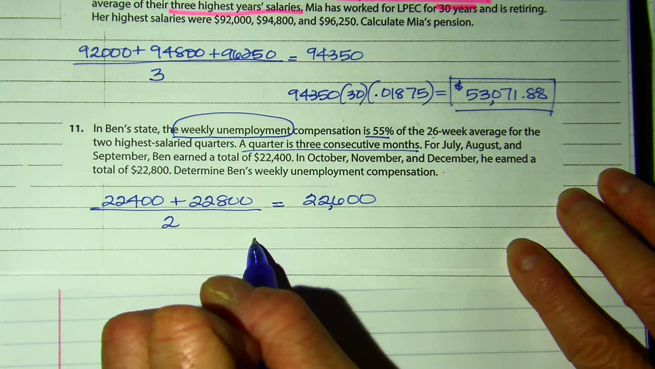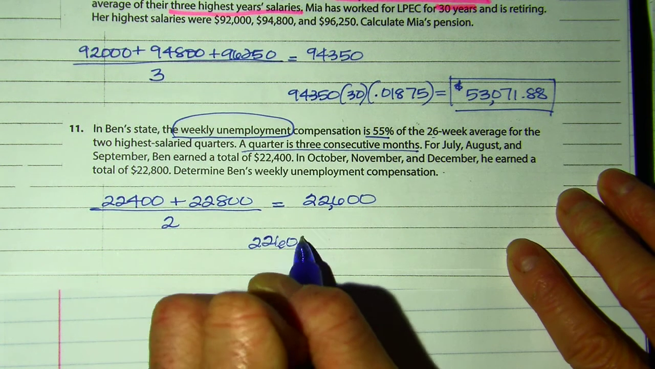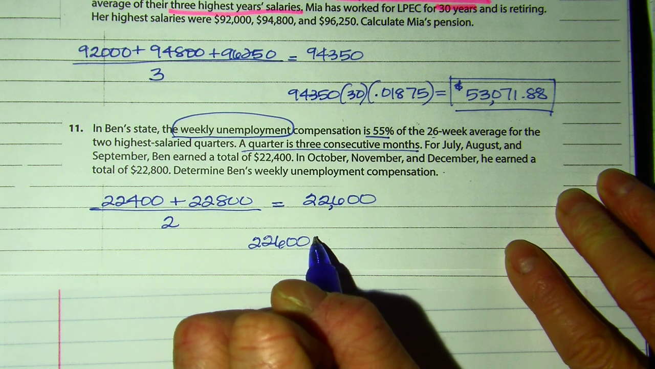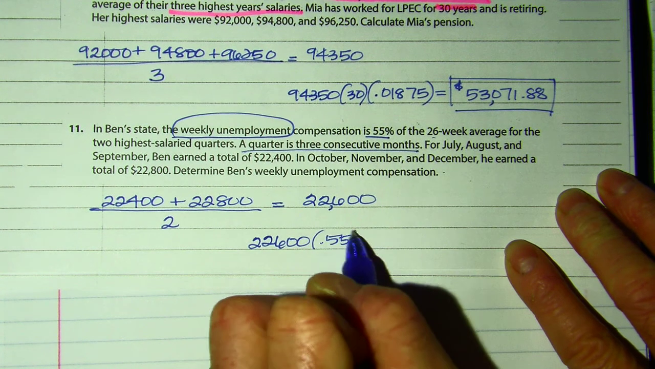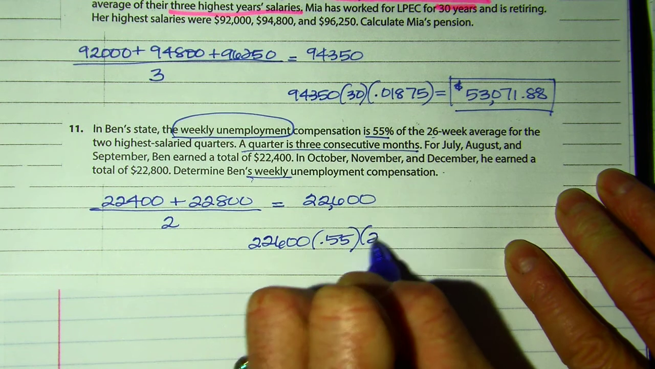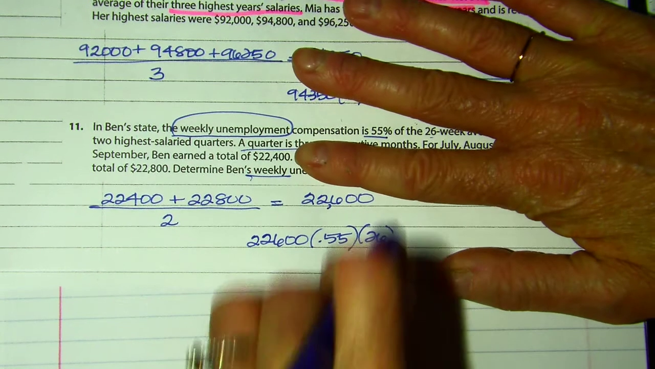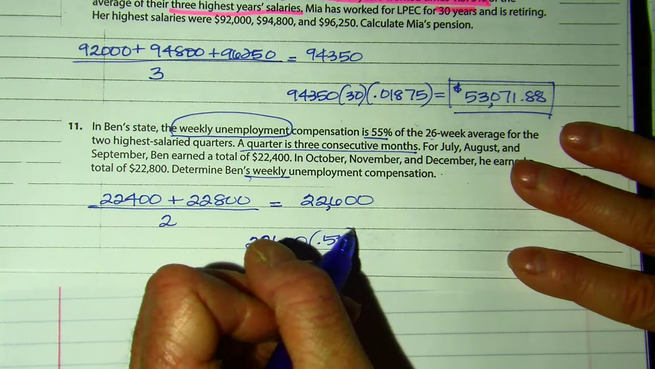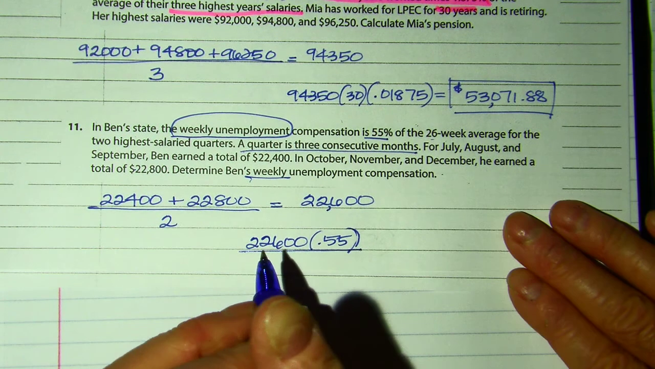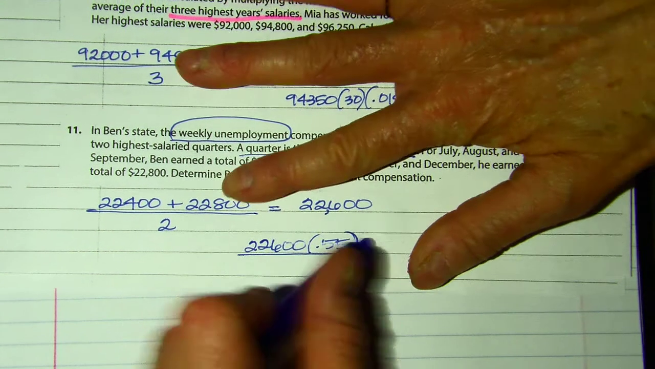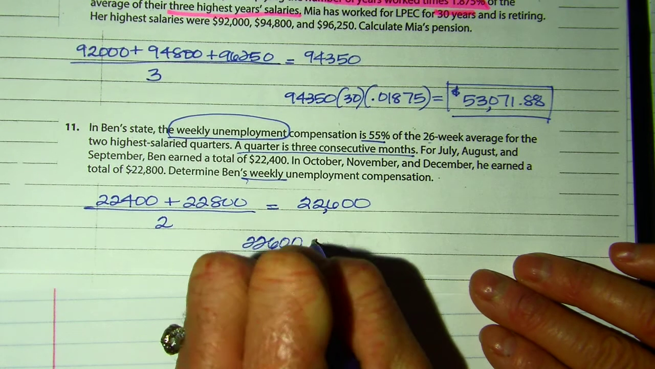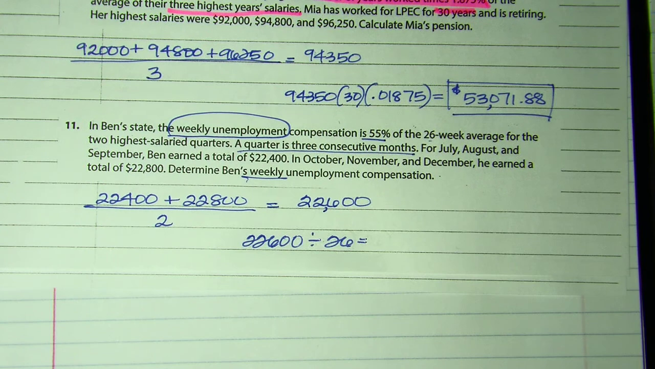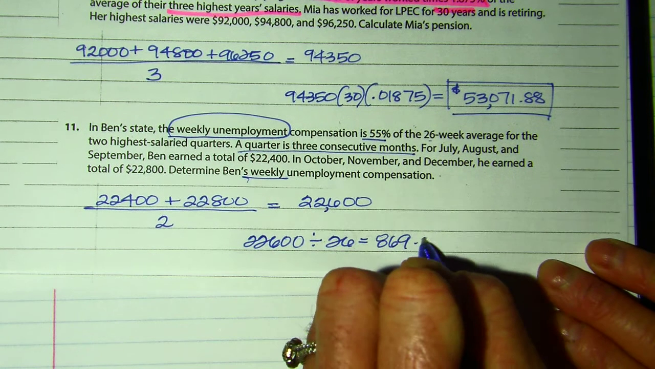So I'm going to find out his weekly contribution, so $22,600. He gets 55%, and there are 26 weeks. So it'd be 55% of his salary. Well, let's do it this way. 22,600 divided by 26 weeks. Sorry, I was trying to think of the easiest way to calculate it. And I got 869.23.